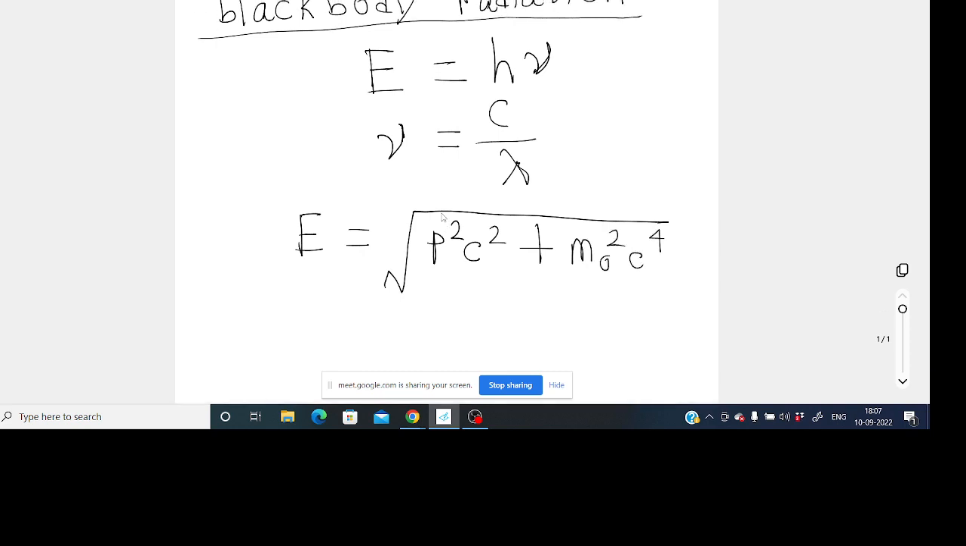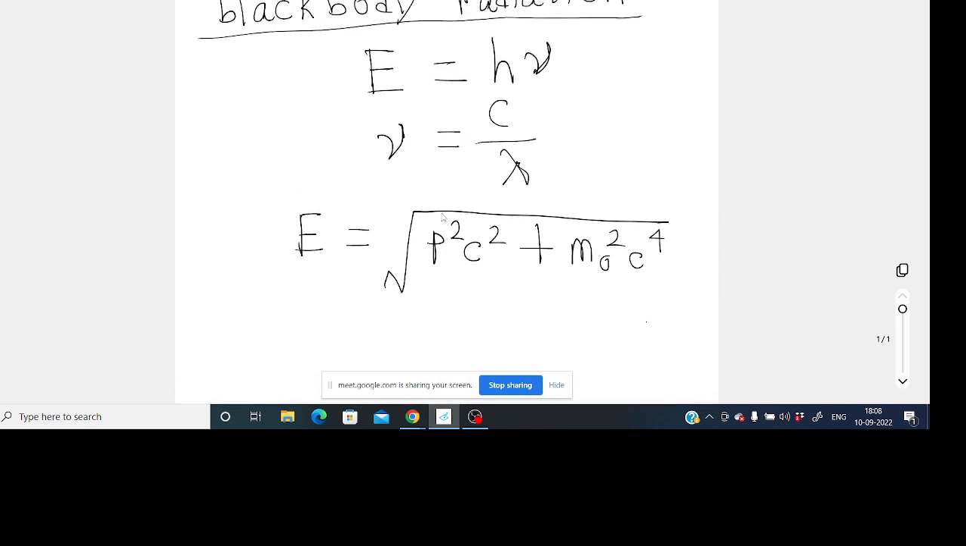So this is the energy of a free particle which is moving with some relativistic speed. Now what do I mean by relativistic speed? The speed of the particle divided by the speed of light is comparable to 1. Okay, so this is called a relativistic particle.